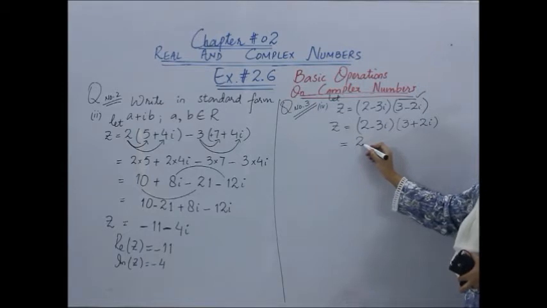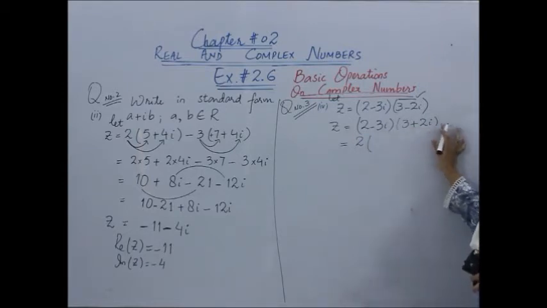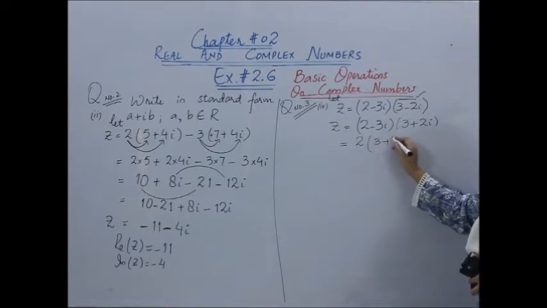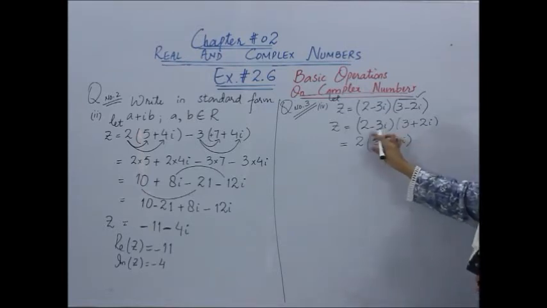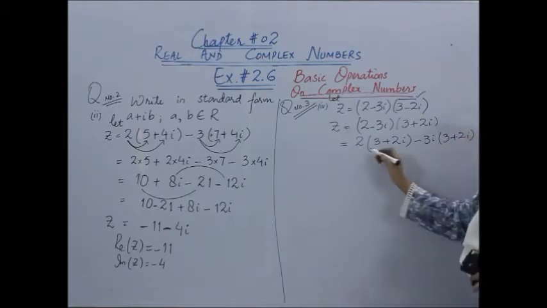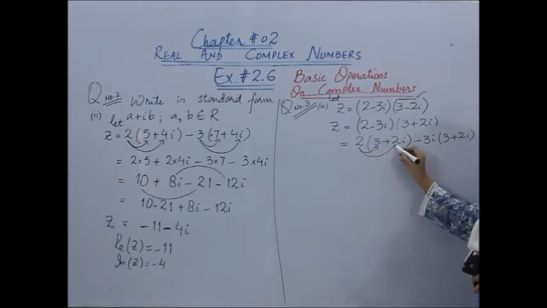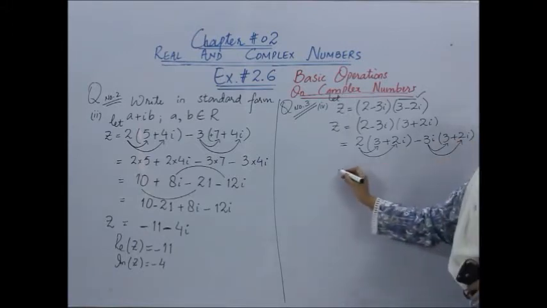So, we will write down 2, and 2 would be multiplied with this complex number on the whole, that is 3 plus 2 iota. Then this sign, minus 3 iota, and then we will multiply minus 3 iota with this complex number, that is 3 plus 2 iota. Now it is just a simple linear multiplication. 2 would be multiplied with 3 and 2 will be multiplied with 2 iota. Similarly this 3 iota will be multiplied with these two numbers.